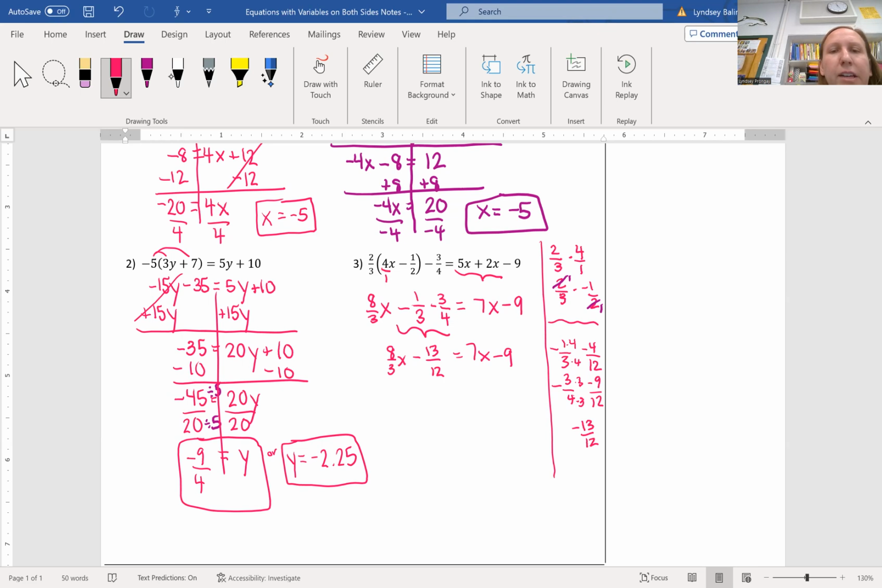Now I need to get my variables to the same side. Let's think this through. 8/3 is like 3 1/3 x. Sorry, I lied. 2 2/3 x. We have 7x. So I'm going to move this over here. But 7x minus 8/3 x, we need to make them have a common denominator. But 7 is not bad. If we want it to be thirds, that's just going to be 21/3. And now I can subtract. And that ends up being 13/3 x.